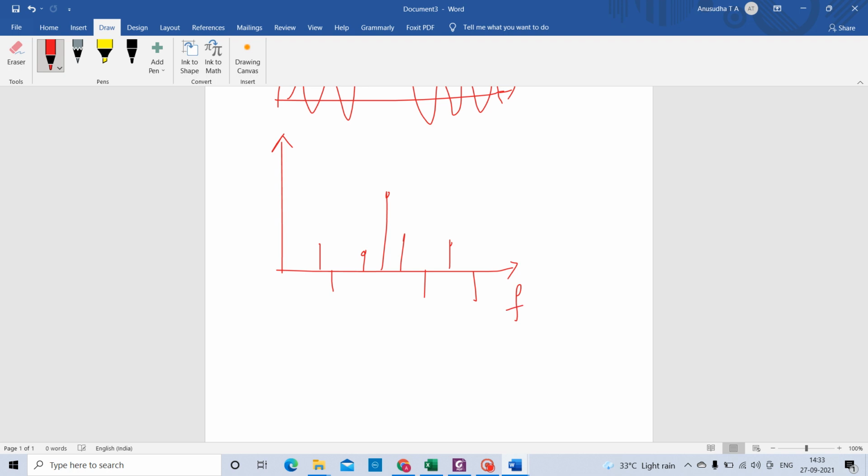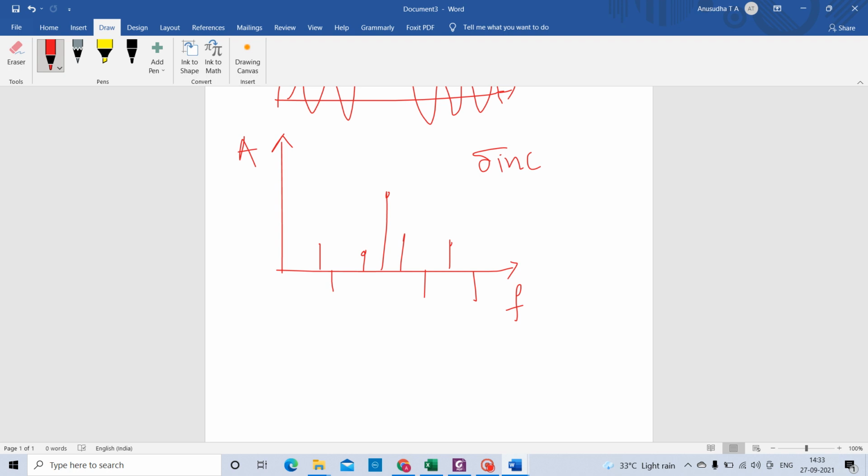The x-axis is F. This one is the amplitude. This is the sinc function, right? The frequency spectrum of the sinc function. We call this a frequency spectrum. These are the samples.